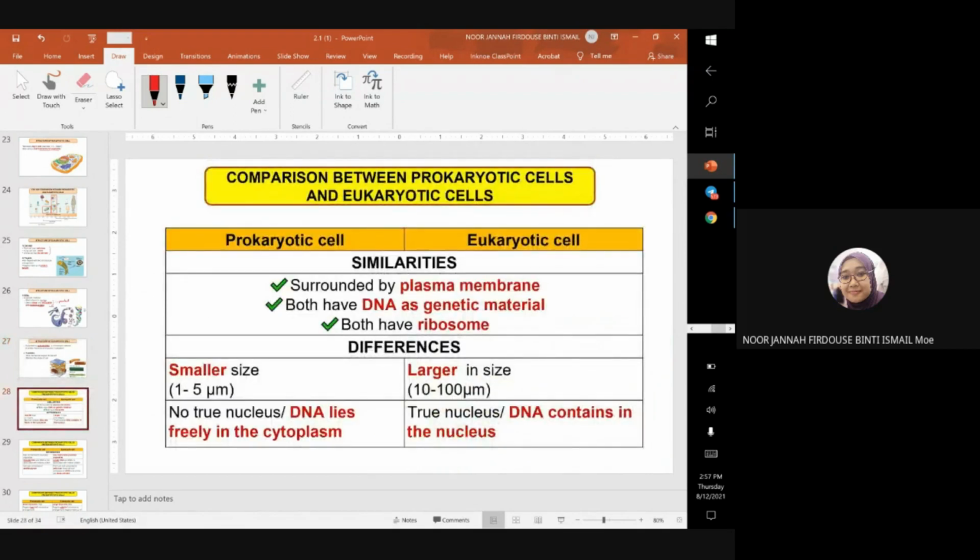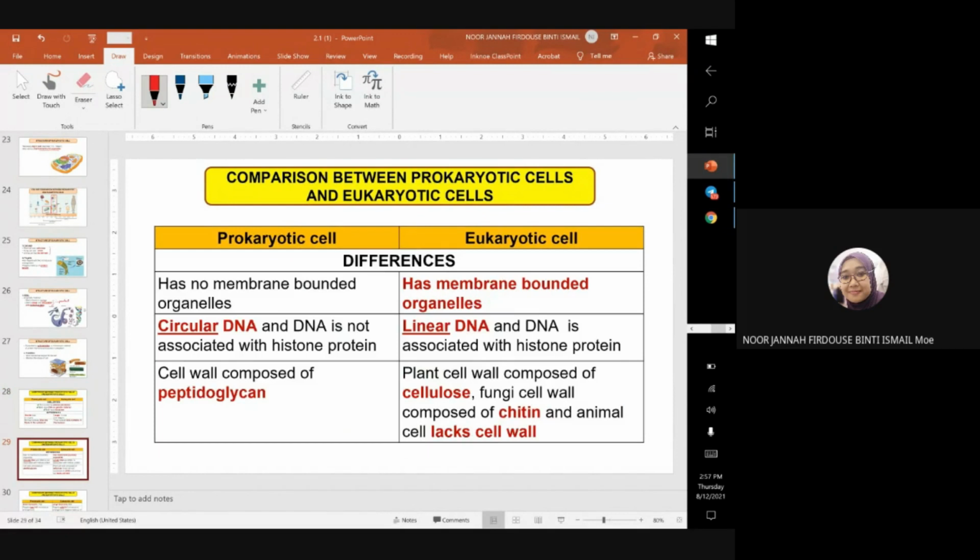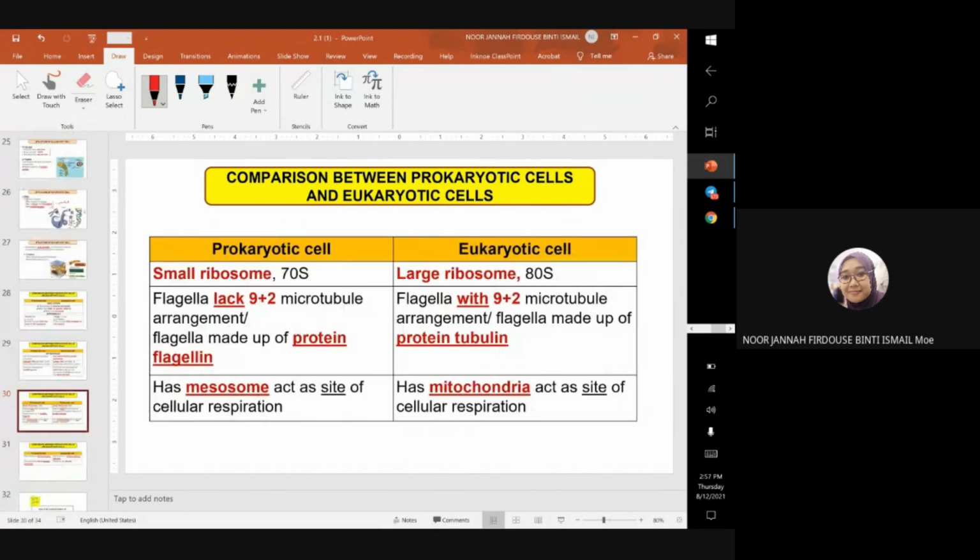Now, as you can see, you dah baca pun comparison between prokaryotic and eukaryotic cell. Is there anything that you want to ask before I continue with the next subtopic? I'm not going to read out everything because you can read it yourself kan. Cuma saya nak tahu ada tak yang you tak faham. Okay, saya dah jelaskan tadi ni semua ada.